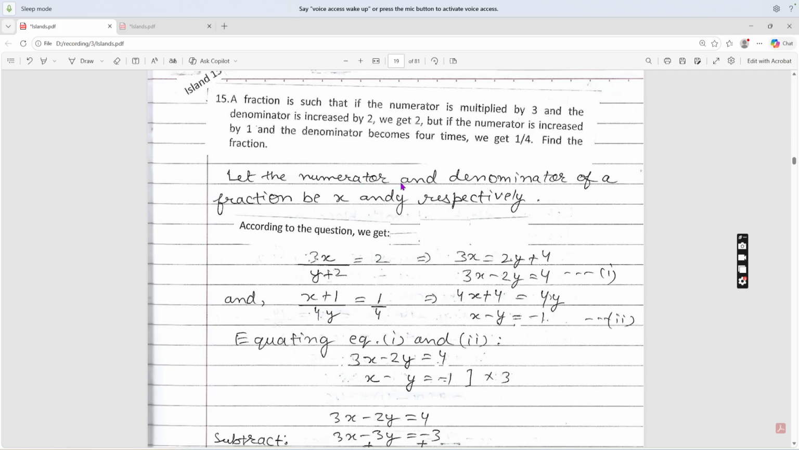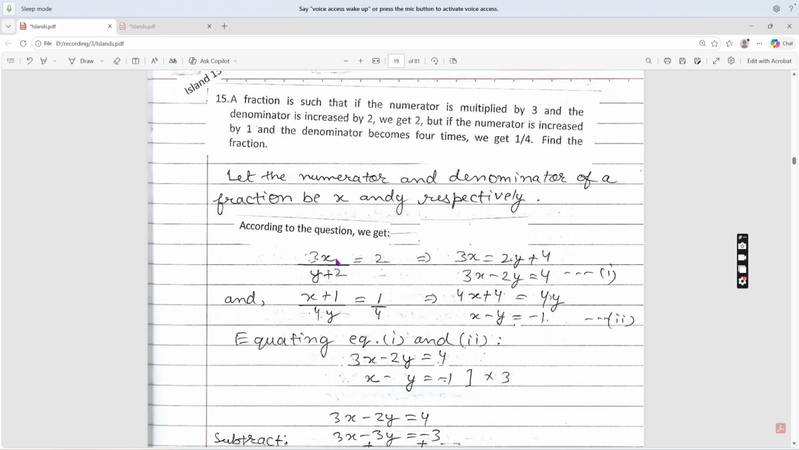Let the numerator and denominator of a fraction be x and y respectively. Means x is the numerator and y is the denominator. The word respectively is highly recommended, and it is essential to write it. Otherwise, our marks can be cut.